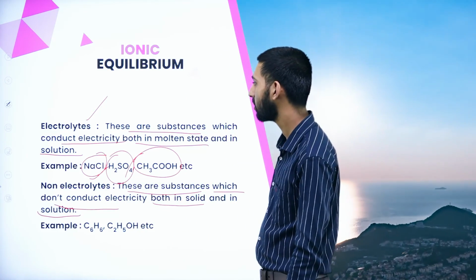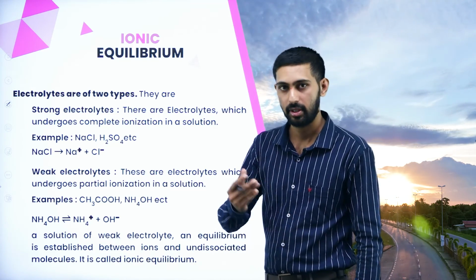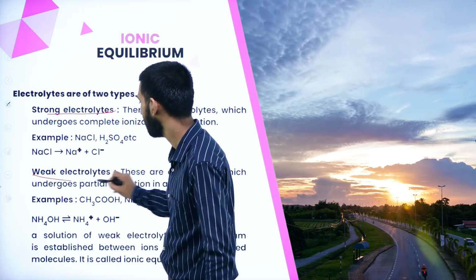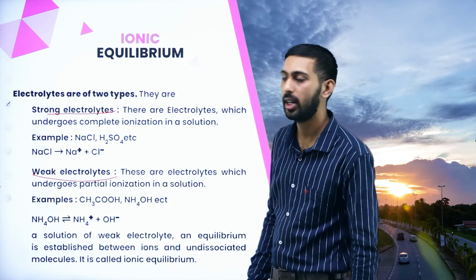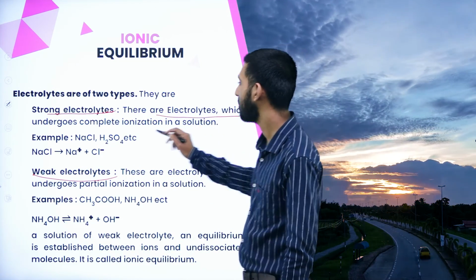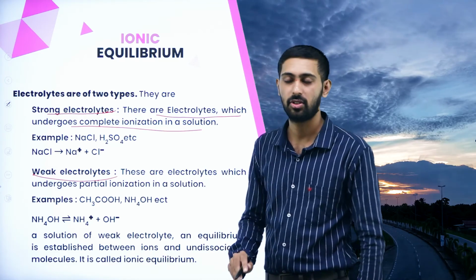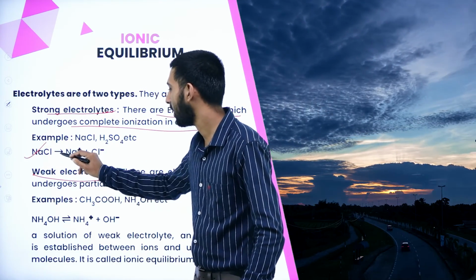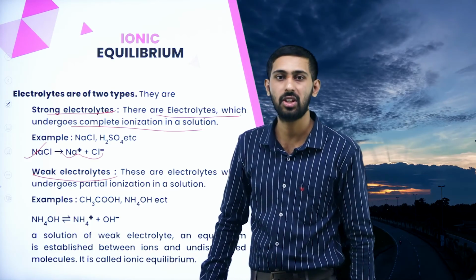Next thing is, electrolytes are of two types: strong electrolyte and weak electrolyte. What do you mean by strong electrolyte? These are the electrolytes which undergo complete ionization. Example is sodium chloride. If it ionizes, you will get Na+ and Cl-.